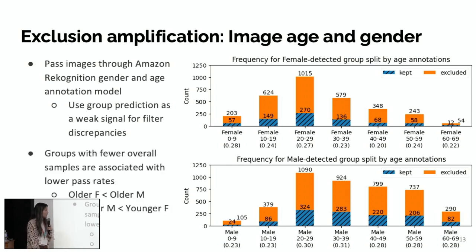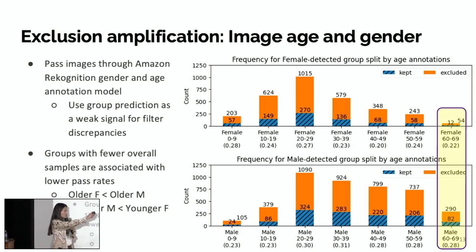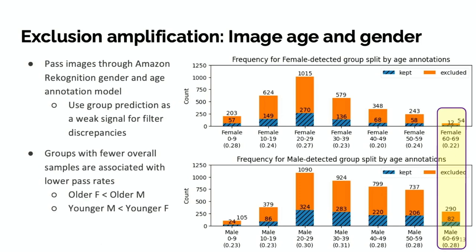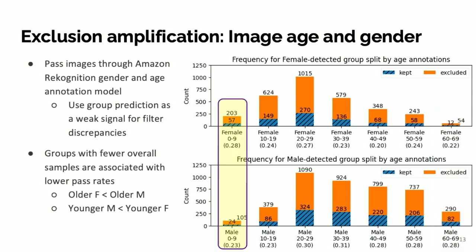So the main finding here is that groups with fewer overall samples are associated with lower pass rates. So I'll show you what that looks like. If we look at the older group first, we see that there are fewer overall images from the female detected group, as well as a lower pass rate in parentheses. Now this direction actually switches for the younger group, in which there are fewer overall images from the male detected group before filtering, and the pass rate is also lower.